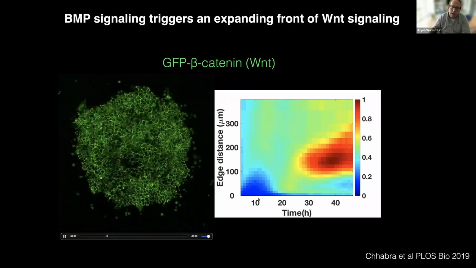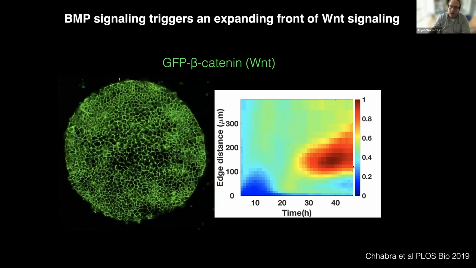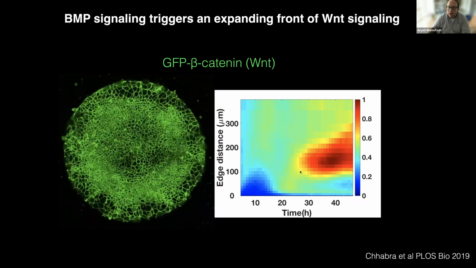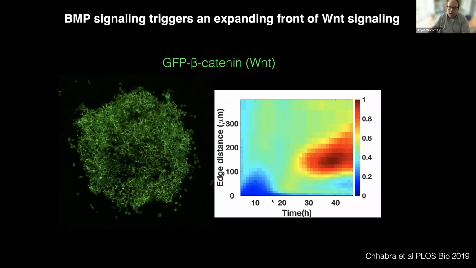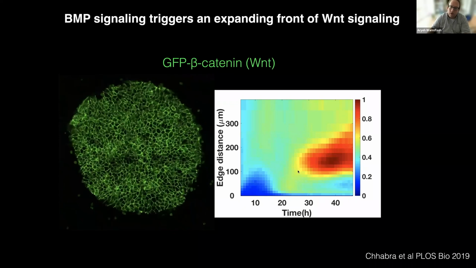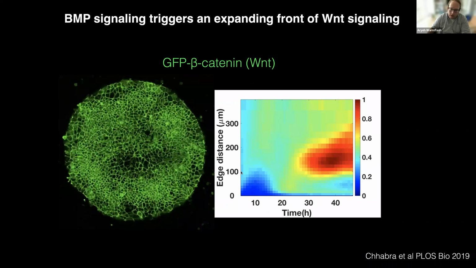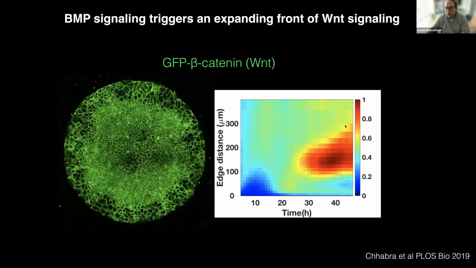So that's quantified here, where time is this axis and space is this axis, and more signal is more red and less signal is blue. What you see is that the signaling initiates at a particular time. It actually takes about a day before the signal initiates. It initiates in a particular location, a certain distance from the edge, which is about 100 microns. And then this territory spreads.